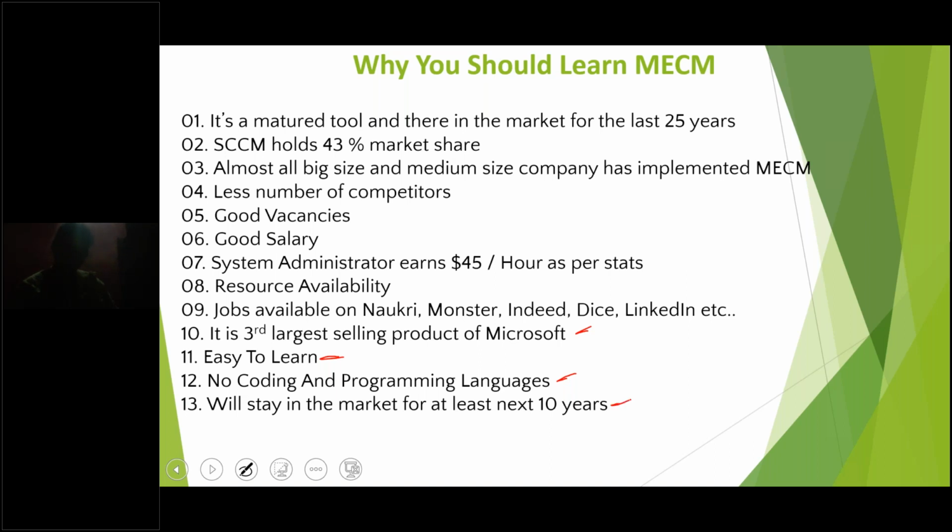Now, what will be the future of this product? At least it is going to be there in the market for the next 10 years. Next 10 years, this product is going to be there in the market, because we don't have competitors which can replace SCCM at the moment.